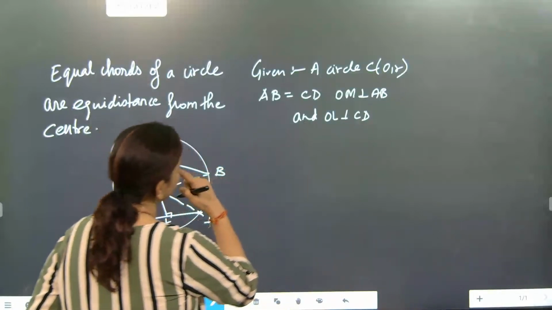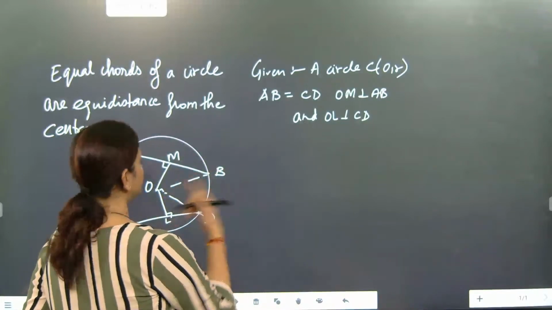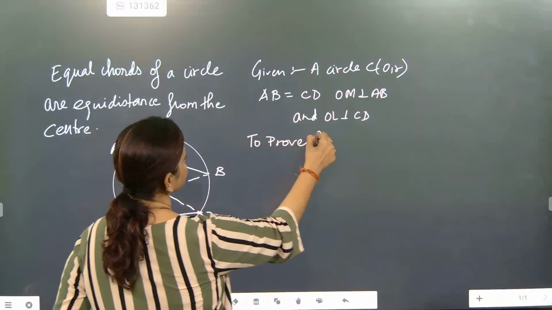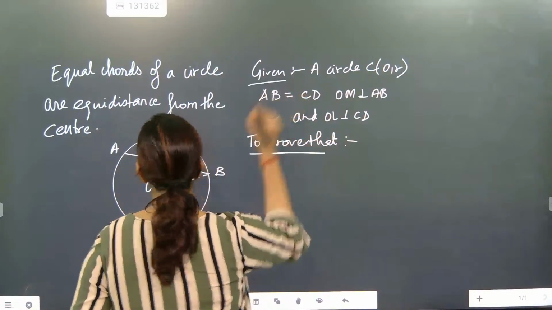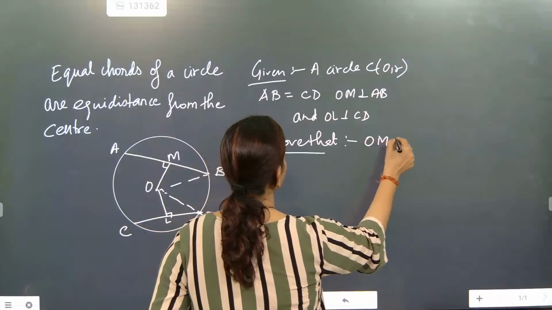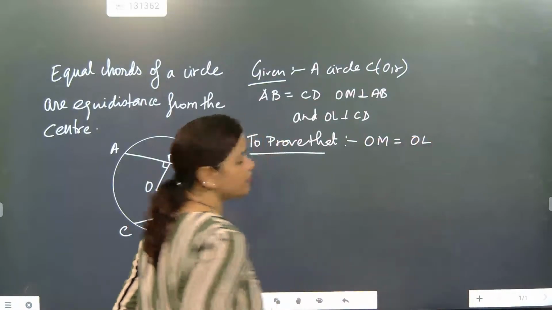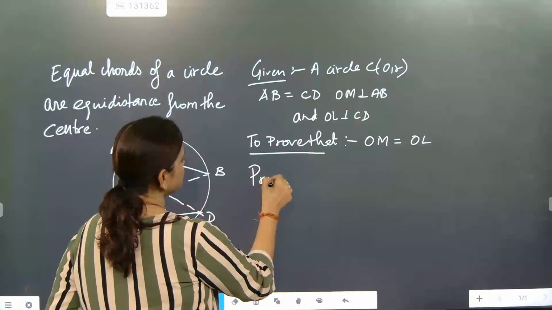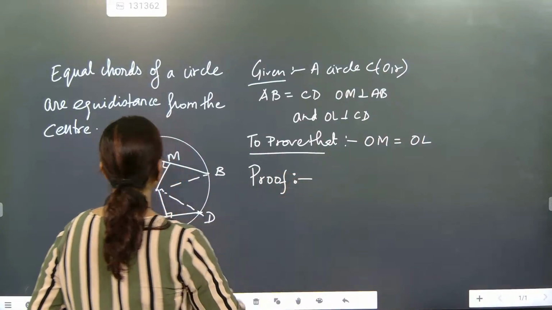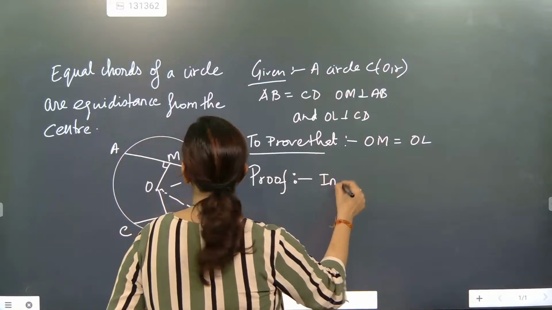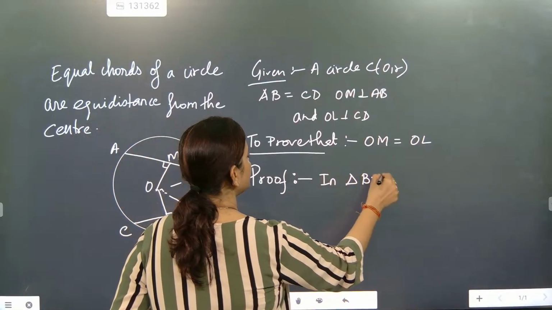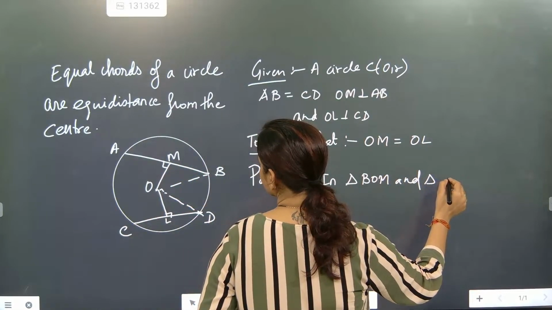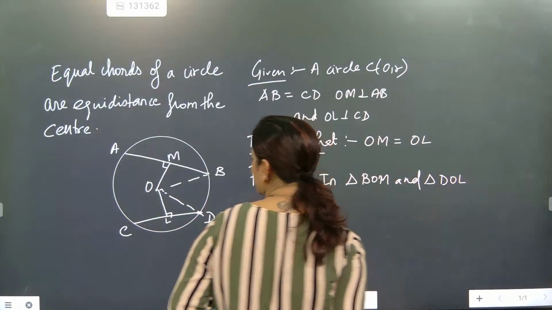Now we don't have any big work. What do we need to prove here? We need to prove that OM is equal to OL. This is what we need to prove. So now we start the proof section. In triangle BOM and triangle DOL, first we know that the chords are equal.